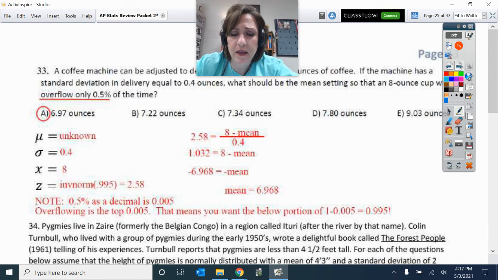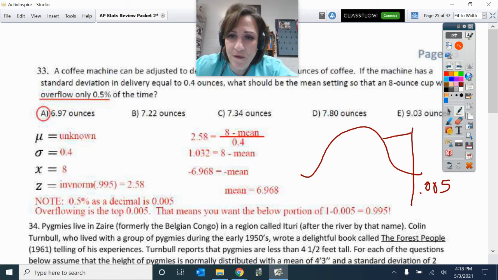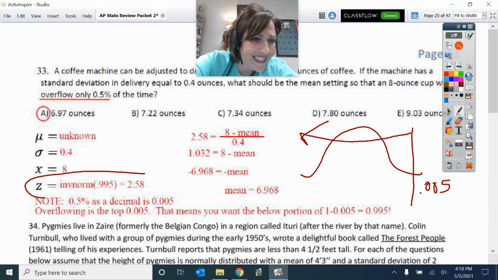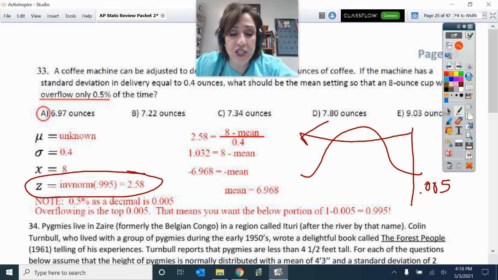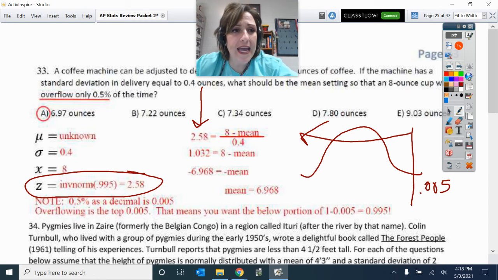Then here we have this. The biggest thing that I find my students make a mistake on with this one is only overflowing. So that is a top part. 0.005 is the top part here. So I have to inverse norm 0.995, which is 2.58. So that is the z-score that I set it equal to. And 8 ounces is the cup size, and I'm solving for the mean. So that's how I get that they should set the mean of the machine equal to 6.968.